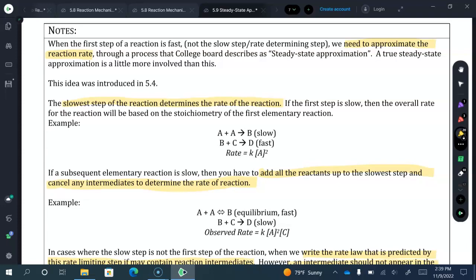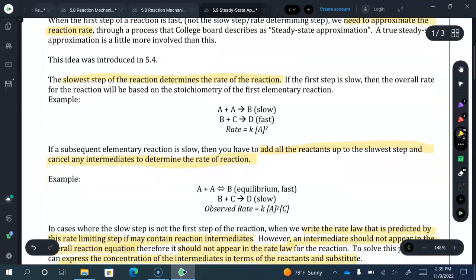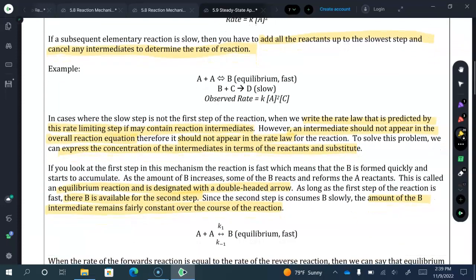The slowest step in the reaction determines the rate of the reaction. If the first step is slow, then the overall rate for the reaction will be based on the stoichiometry of the first elementary reaction. If a subsequent elementary reaction is slow, so not the first one, then you have to add all the reactants up to the slowest step and cancel any intermediates to determine the rate of reaction. We're going to go over how to do that in a second.